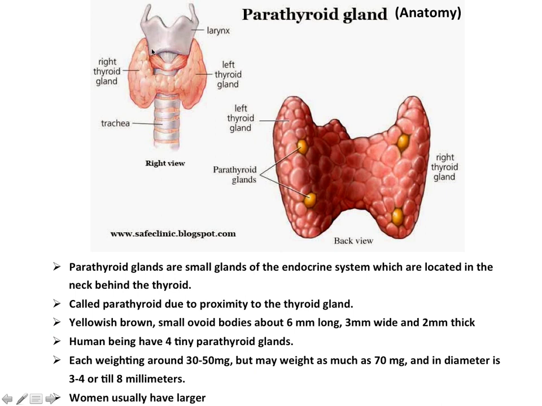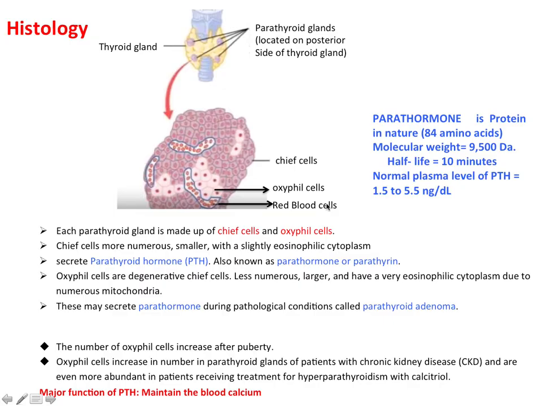So this is the portion of neck, and this is the thyroid gland. And if you will see the back of this thyroid gland, here you can see four small parathyroid glands which are tiny and yellowish in color. So the weight of each gland is around 30 to 50 milligram, and women usually have larger glands than men; these glands are a bit larger in size in women.